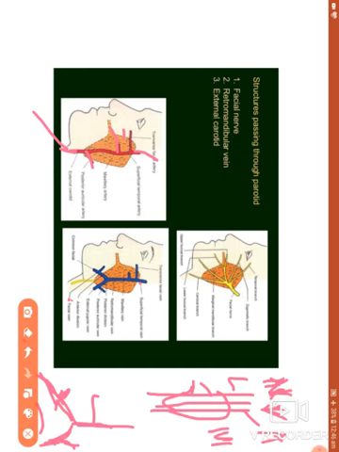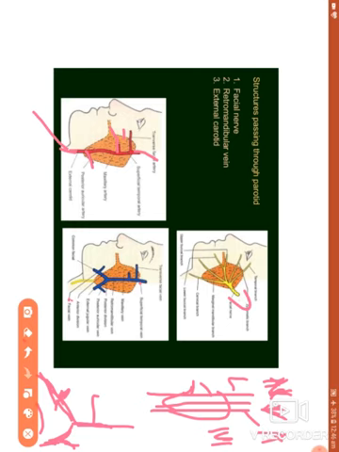Then here you can see this is the facial nerve. It's a cranial nerve, from the cranial cavity. It exits through the stylomastoid foramen, which you can see at the base of the skull. Then it passes through the parotid gland.